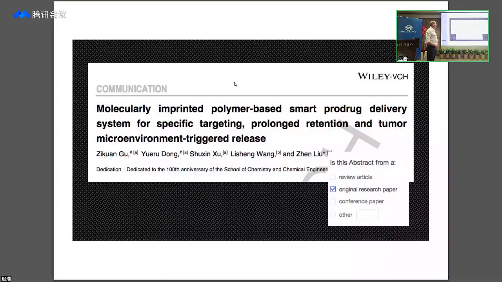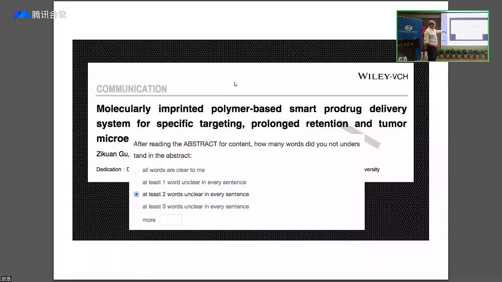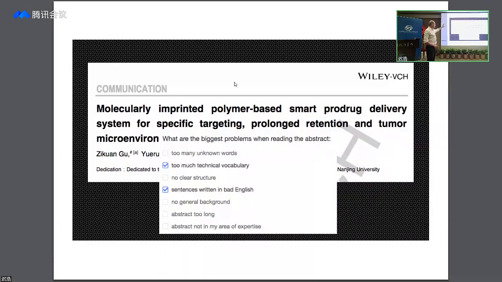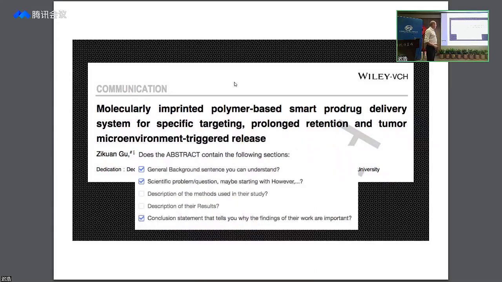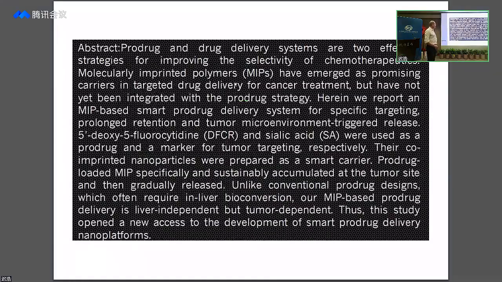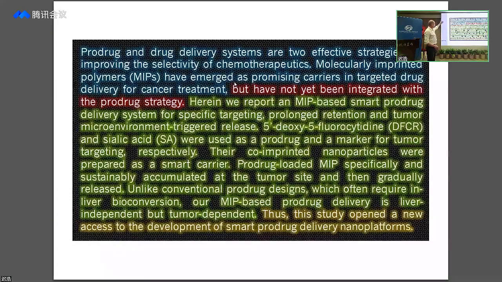Here's another one, original research paper. Yeah, the student thinks two words unclear in every sentence. I think that's already quite a lot, and that will make it very hard for you to really understand the science. Too much technical vocabulary, sentences written in bad English. That's a really interesting finding. We have general background, we have a scientific problem, and we have a conclusion. This student thinks there are no results, which would be very, very intriguing.